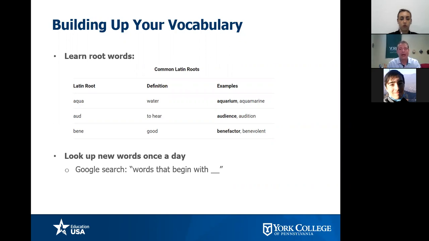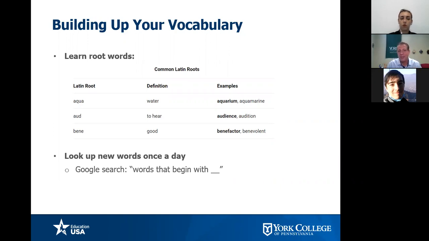So one way to do that is to learn root words. You can look at a Latin root word where English derived from in many cases, and then find out what that is. So in this case, aqua, which means water, that's associated with aquariums or aquamarine. Aud means to hear: audience, audition. Auditory means to hear something. So if you see any of those little root words anywhere, you have an idea of what that means.